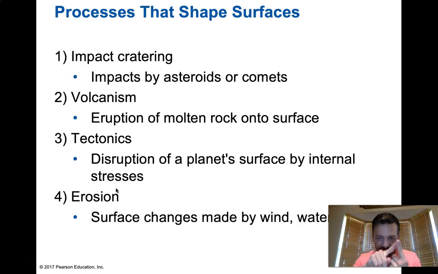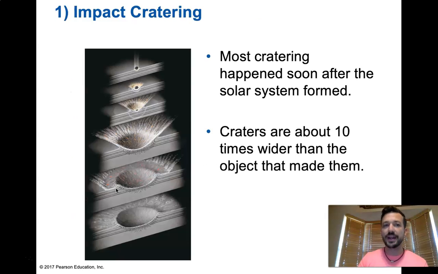Number 1, impacts, asteroids. Number 2, volcanism, that means volcanoes. Number 3, tectonics, that's the plate tectonics that move around. We just spoke about them in 9.1. And number 4, erosion, that's like wind, water, ice, things like that. So these are the 4 things that shape the surface of all our terrestrial planets.